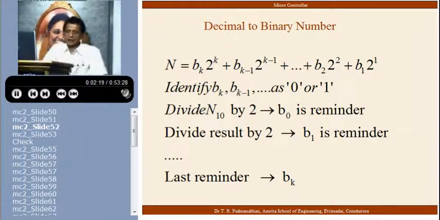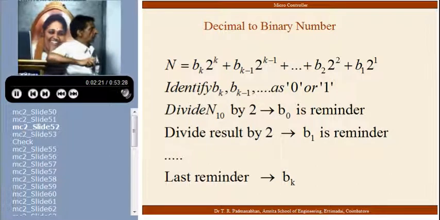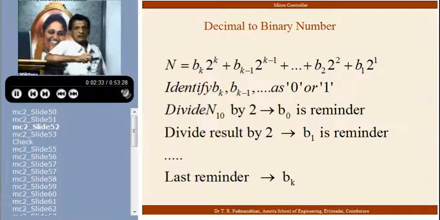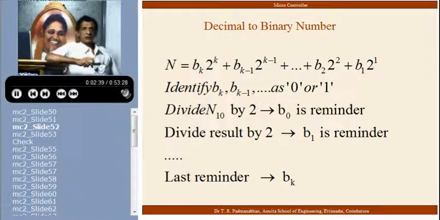A number in binary form is represented like this. A number is the value of the bit, 0 or 1, multiplied by 2 raised to k, and so on. Just for an illustration, I take an integer number. So that is how the number is represented. If I got a decimal number, my job is to decide the values of this bk, bk minus 1, etc. That's what I have to do if I got a decimal number.